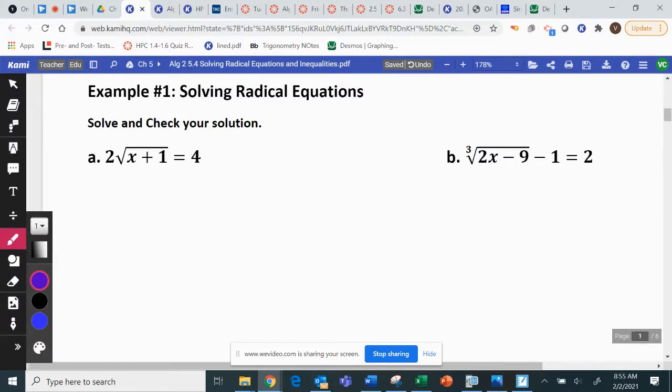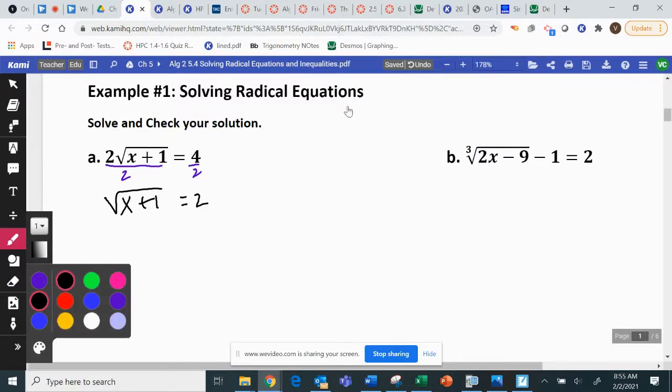What is the most outside thing being done to x right now? That outer layer, what is that? It's the 2. How do we get rid of times by 2? Divide by 2. So we're going to use inverse operations. So now we have square root of x plus 1 equals 4 divided by 2, which is 2.